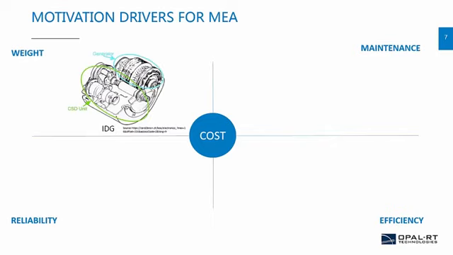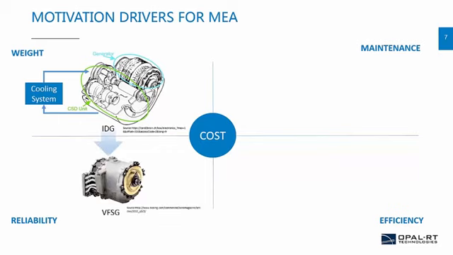So for example, for the weight, if we take the traditional IDG generation, we see that the generator comes with a CSD unit, a mechanical drive that controls the frequency output to 400 Hertz. And this drive weighs a lot more than the generator itself and requires its own cooling system. So going to a more electric architecture will involve VFSG that will completely eliminate the need for such a drive, and so weight reduction obviously, but also an increase of reliability.